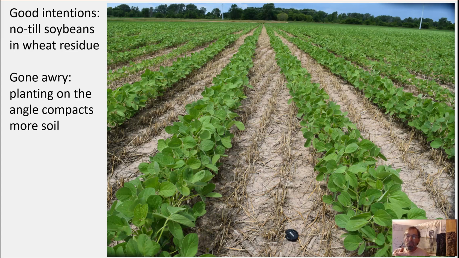When you do this, you're changing the direction that you're running those tires, and so every time you're going through the field, you're trafficking another part of it, and so you're leading to more compaction in the field. Controlled wheel traffic is the way to go. Always run your wheels in the same rows.